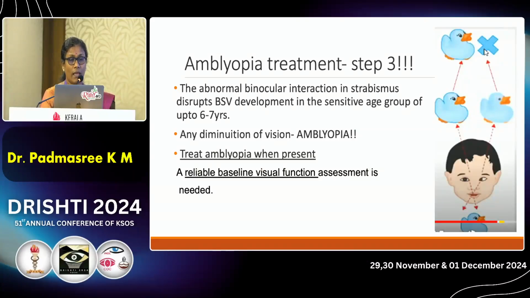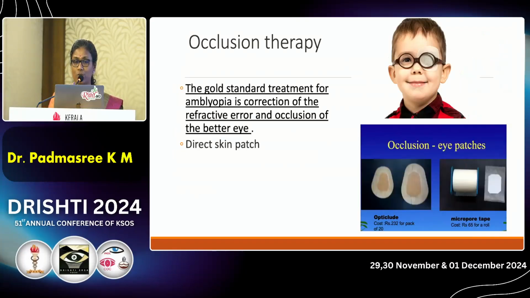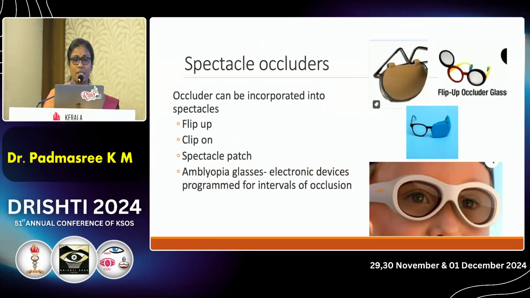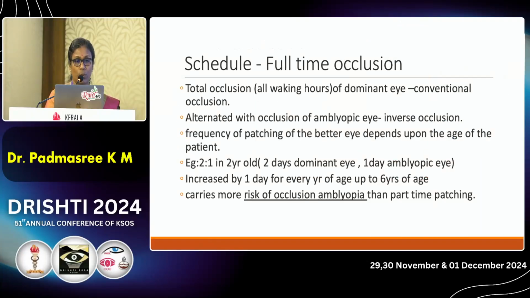Step 3 is our amblyopia treatment. The abnormal binocular interaction in strabismus disrupts BSV development and will suppress the deviated eye. So there will be diminution of vision in that eye. That is amblyopia, and you have to treat amblyopia whenever it is present. So a reliable baseline visual function should be assessed, and the gold standard treatment for amblyopia is correction of refractive error and occlusion of the better eye. It can be given as direct skin patches or as spectacle occluders.